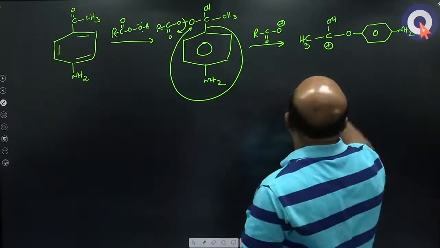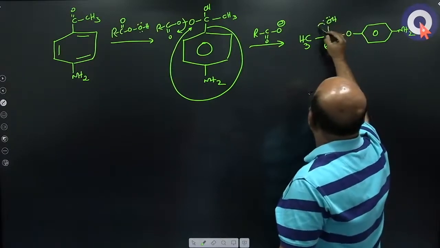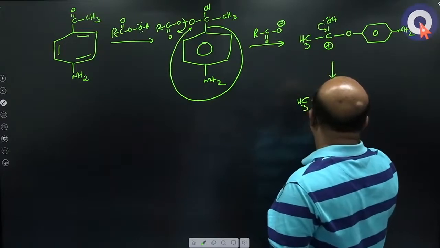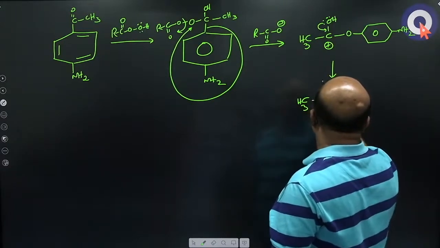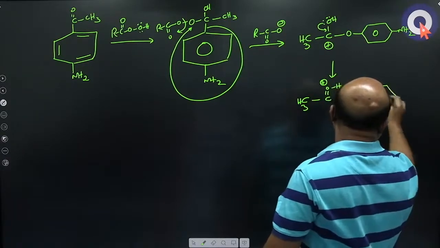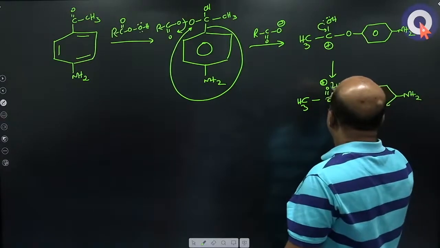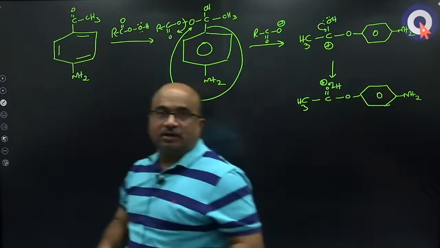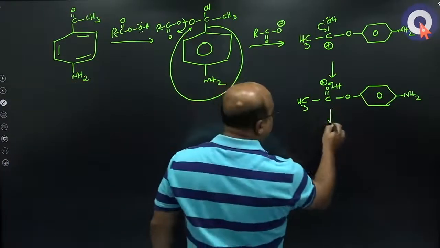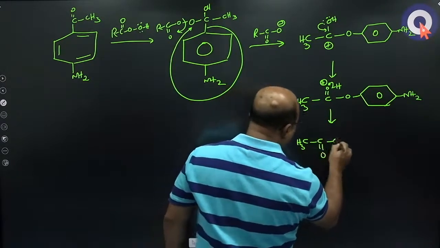Clear? So now this oxygen lone pair can convert into a double bond: CH3, C double bond OH plus, O, and NH2. Now this oxygen positive charge is stabilized by loss of H plus. So finally you are seeing CH3, C double bond O.